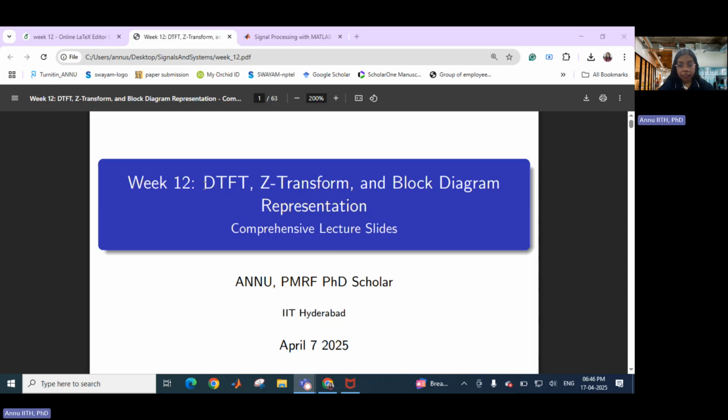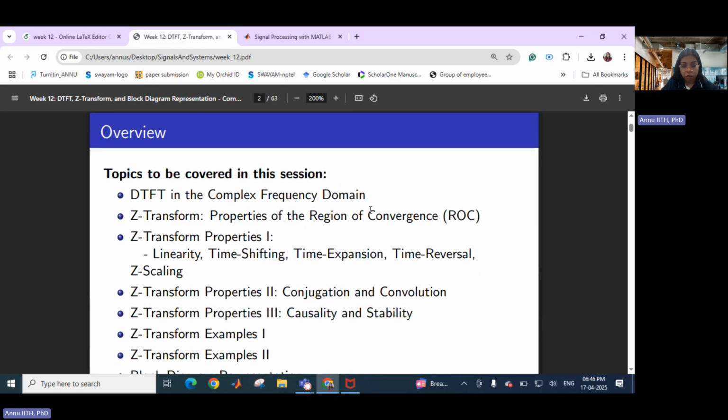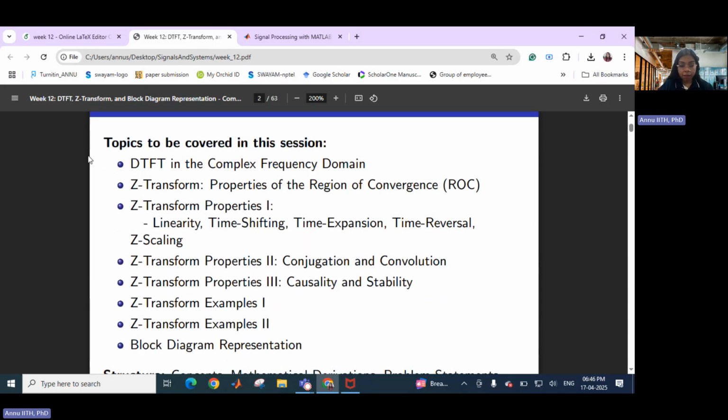Week 12 has these properties: DTFT, Z transform, and block diagram representation. So myself, Annu. Today the topics to be covered in this session are DTFT in the complex frequency domain, Z transform, properties of the region of convergence, that is ROC, then Z transform properties 1, that is linearity, time shifting, time expansion, time reversal, and Z scaling.